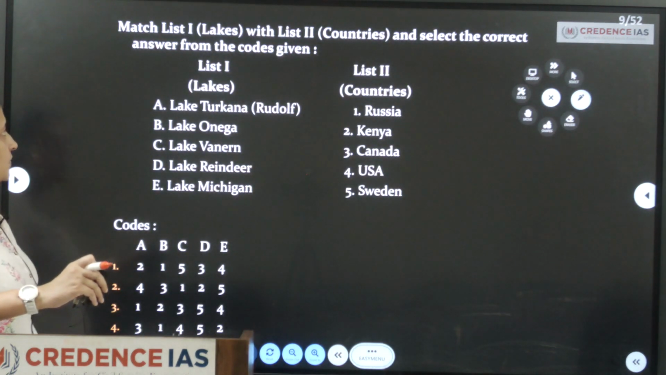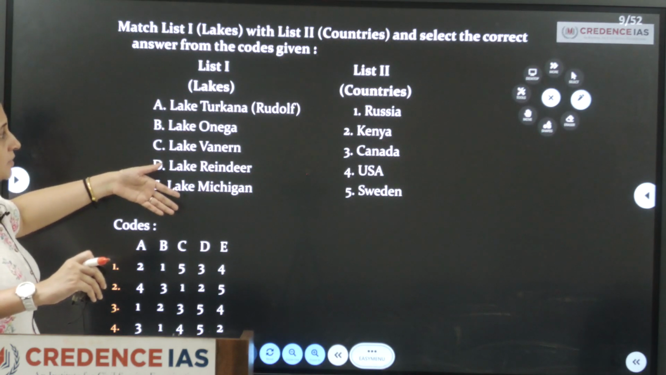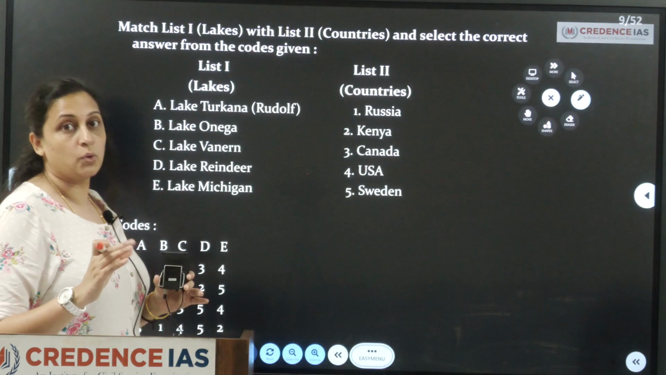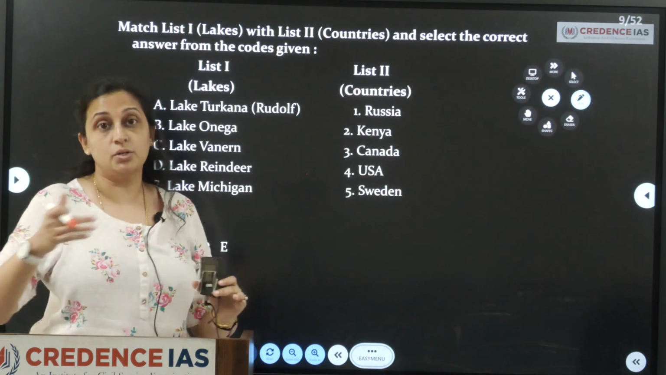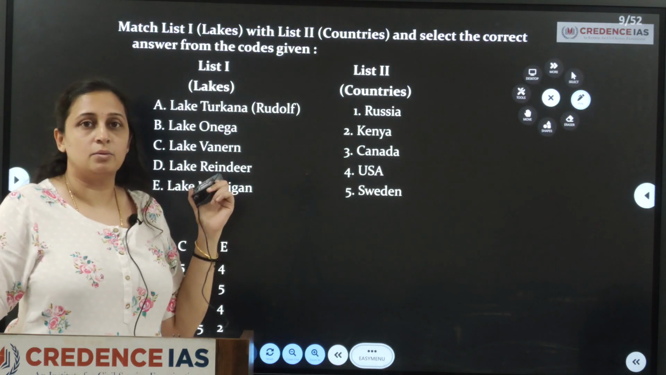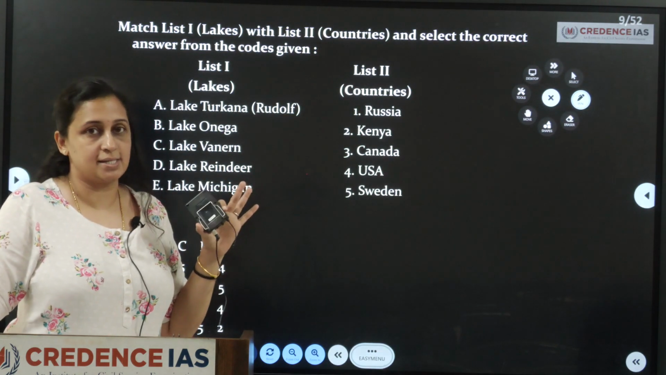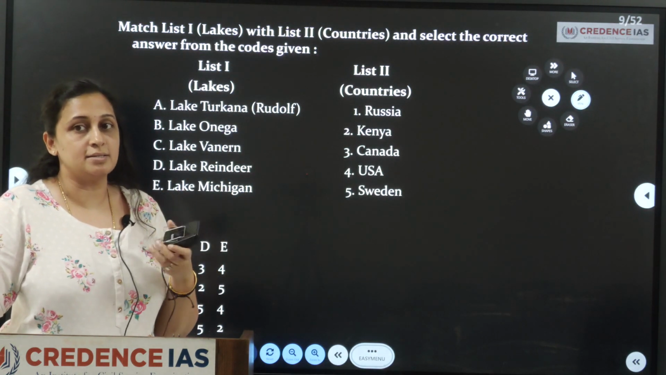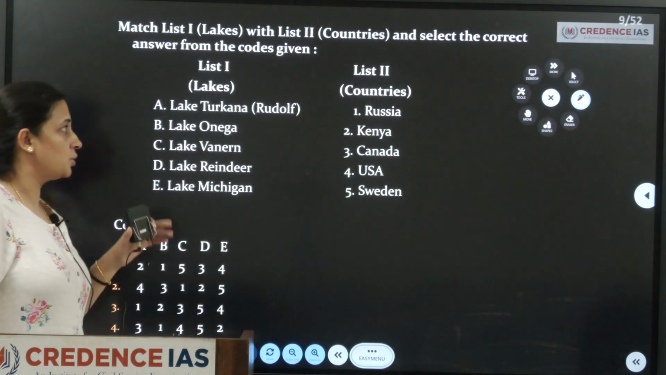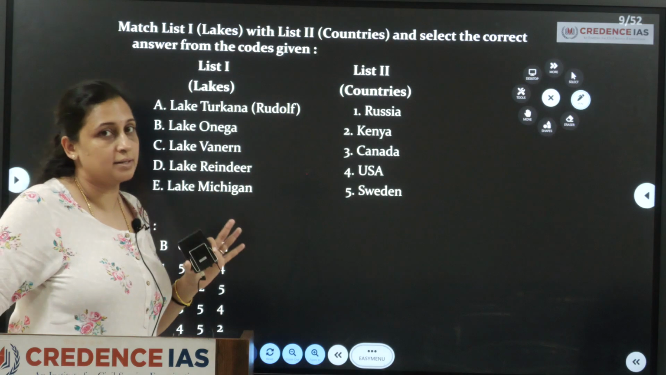The lakes are given and we have to match them with the countries. It is very important to do the map reading, that is atlas reading, because more questions come from the atlas, even in UPSC as well as KPSC. The scope for atlas is increasing day by day, year by year. So you have to be thorough with the atlas reading.